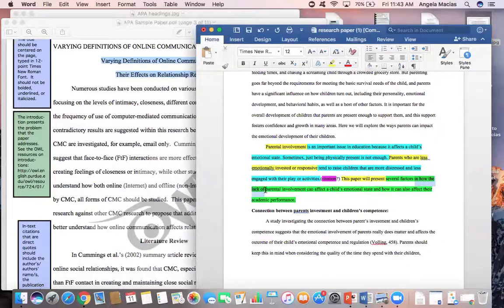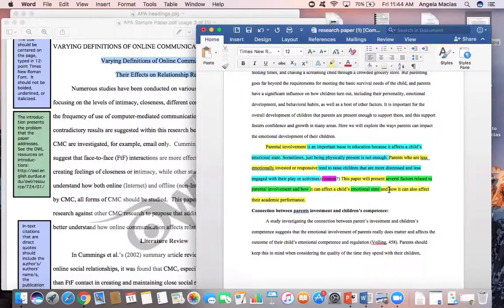I think that just kind of sounds a little confusing. So I'm just going to say "this paper will present several factors related to parental involvement and how it can affect a child's emotional state." Now we also have a second statement included, "and how it can also affect their academic performance." So now, in order to not be redundant with our wording, we want to change the second half, and maybe we can shorten it a little bit.